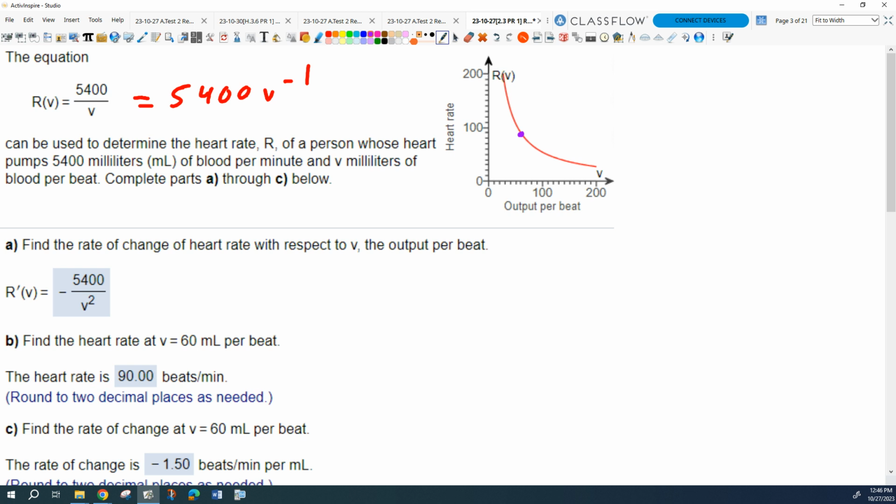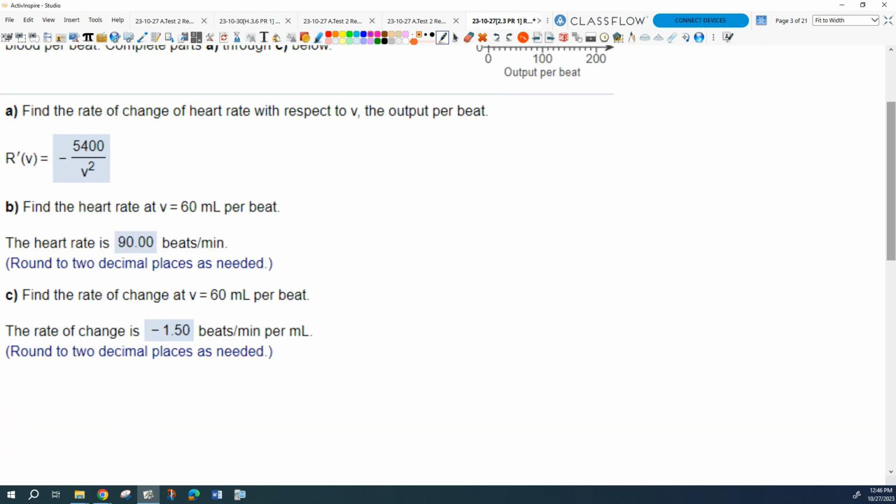What about c? Find the rate of change. Gives it away, doesn't it? The rate of change at a stroke volume of 60 milliliters per beat.